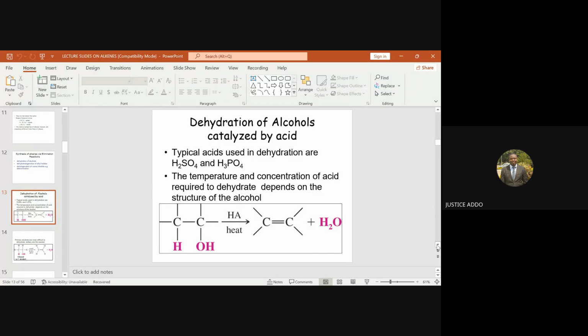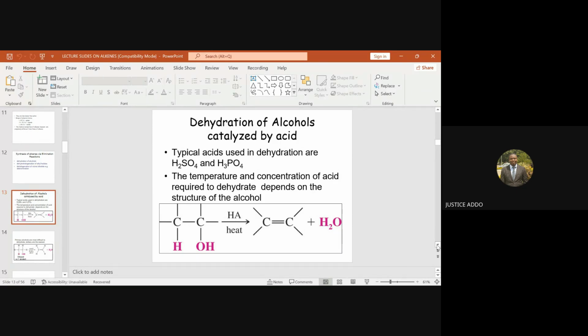Alcohols are classified into primary, secondary, and tertiary. The primary alcohols are very difficult to dehydrate. So there, the concentration of the acid catalyst should be high. Again, the temperature under which the reaction is performed also should be very high before a primary alcohol can easily be dehydrated. The tertiary alcohols are readily dehydrated, so even at the lowest temperature, they easily get dehydrated to form an alkene.